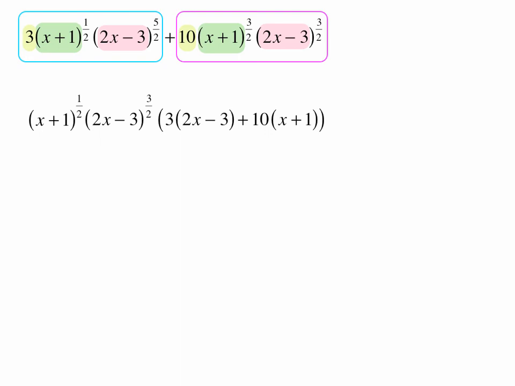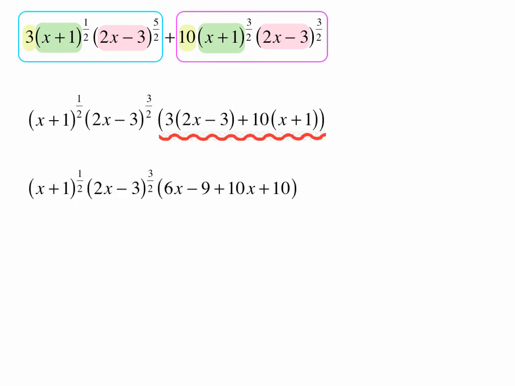All we have to do now is look at the second part, the last part that we did, and clean that up a little bit. We have to distribute the 3, distribute the 10, and combine like terms, and that's it. So this would be your answer. We simplified this as far as we could using factoring.